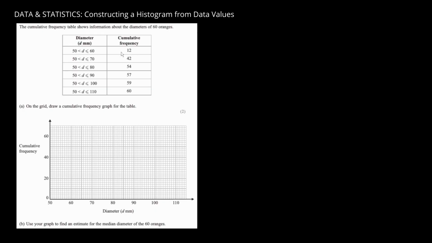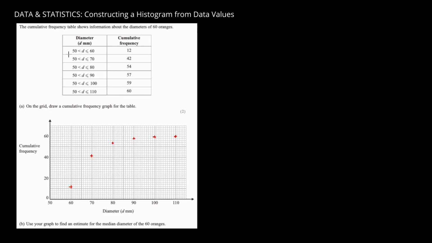Well, we've got this number of oranges by the time we get to 60. So the point to plot it is at the 60 mark, the end of the group. So we need to put 12 on the 60 line. If this scale is 20, that means each of these divisions is 2, so I would put the first point here. 42 at 70, and the others are like this.